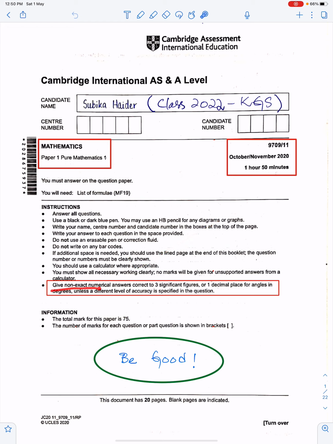Give non-exact numerical answers correct to three significant figures, or one decimal place for angles in degrees, unless a different level of accuracy is specified in the question. You must follow these instructions.